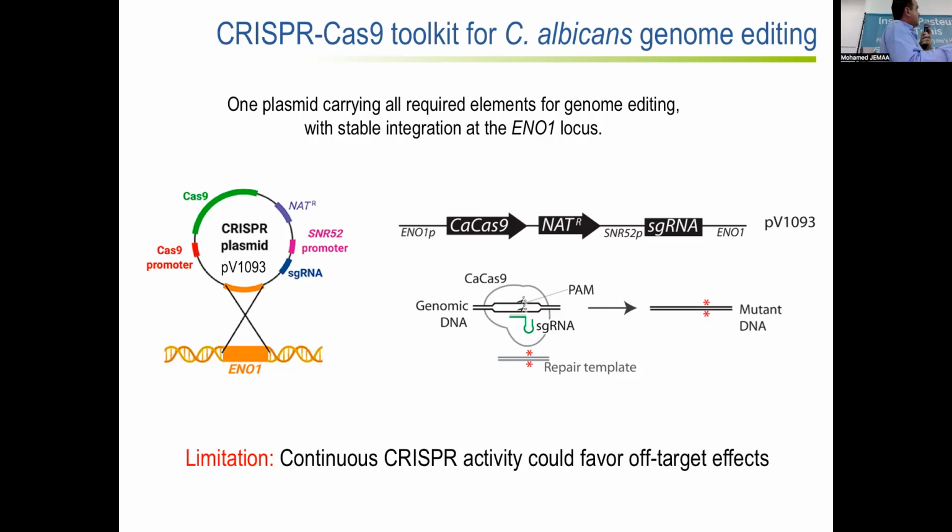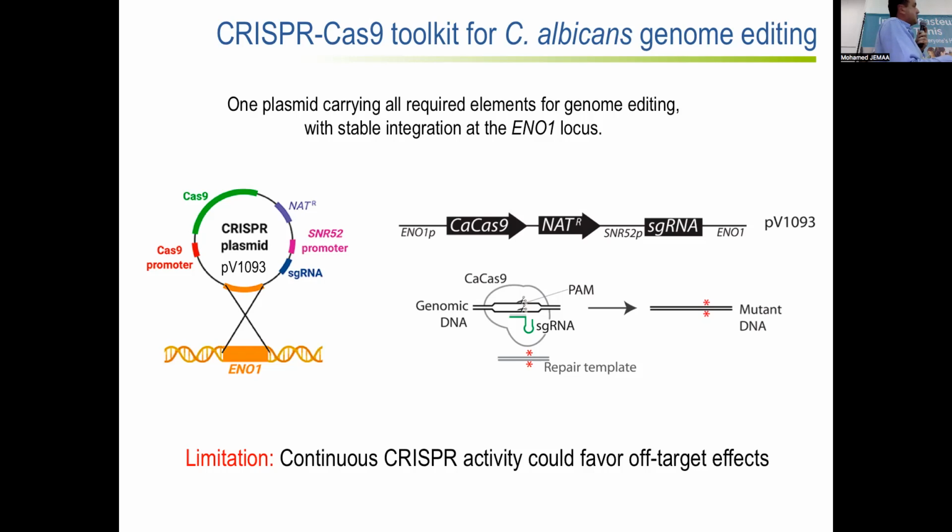It's placed on a constitutive and a strong promoter. I think it's the ADH1 promoter. Am I right? Or ACT1, can't remember. Anyway, a strong promoter. And you have your guide RNA that you can introduce there. The guide RNA serves as a guide for Cas9 and allows it to induce double-strand breaks. And so in that case, you introduce a repair template, and then you substitute the targeted gene by a selection marker.